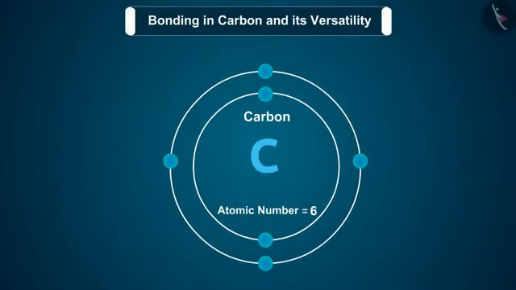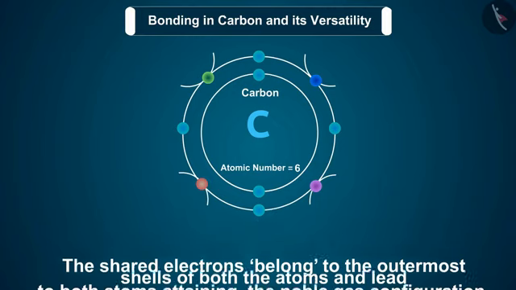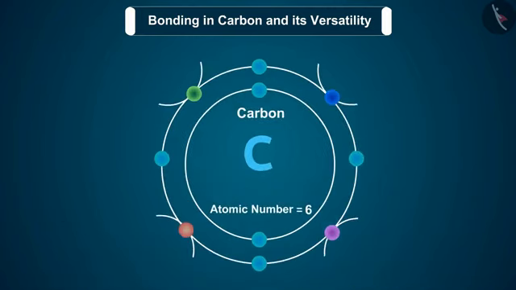Not just carbon, but many other elements form molecules by sharing electrons in this manner. The shared electrons belong to the outermost shells of both the atoms and lead to both atoms attaining the noble gas configuration. Before going on to compounds of carbon, let us look at some simple molecules formed by the sharing of valence electrons.